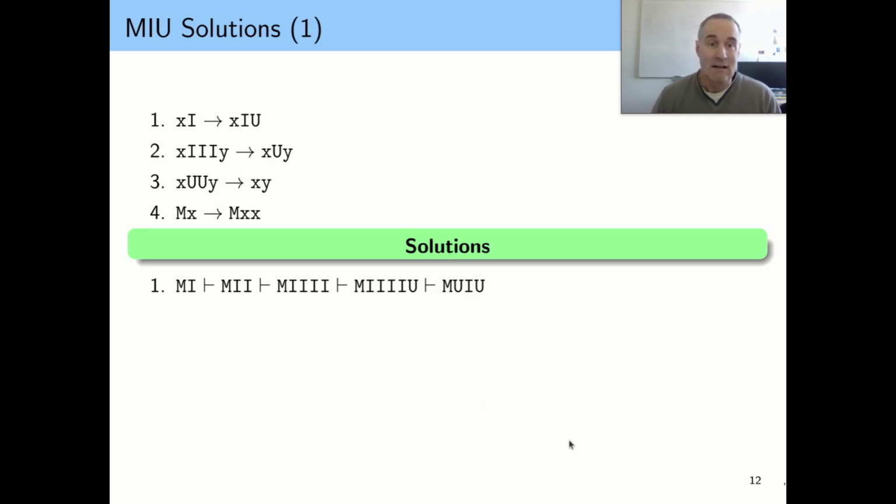Here it is. MI turns into MII. Can you see which rule that is? It's rule 4. Then we do it again. Another rule 4. We're allowed to add a U on the end if the string ends with just an I. That's rule number 1. So that's the next step. And then finally, we can replace the first 3 I's with a U, and there is our derivation. Okay, were you able to do that?